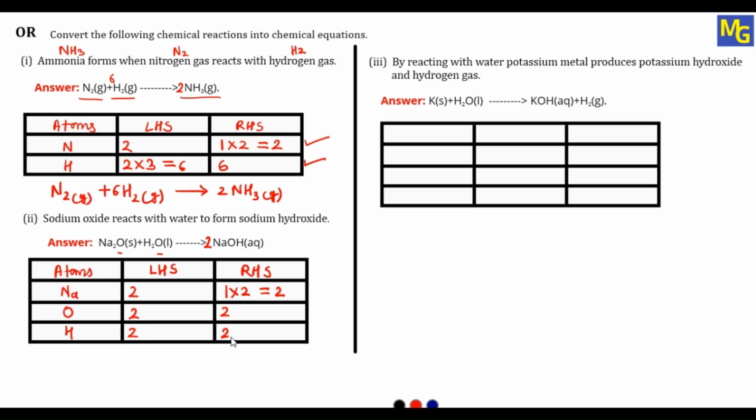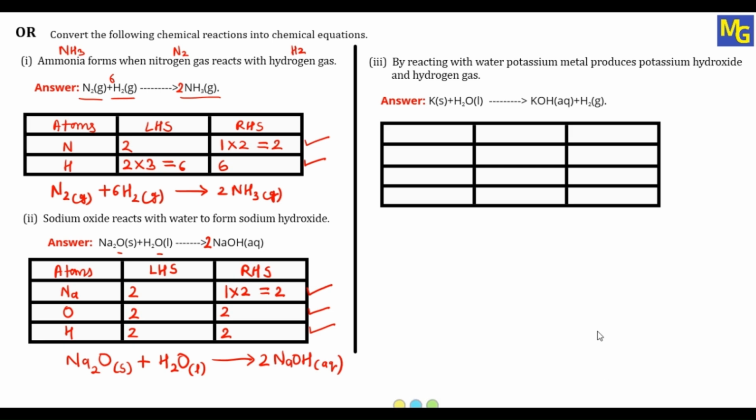Now if you see your table, sodium on LHS, RHS both the side it is 2, 2. Even oxygen it is 2, 2 and hydrogen also it is 2, 2. So here our reaction is balanced. So we will write the balanced chemical equation. It is Na2O solid plus H2O liquid, and it gives 2NaOH, and this is again aqueous. So this is our balanced chemical equation. Now we'll move with the third one.